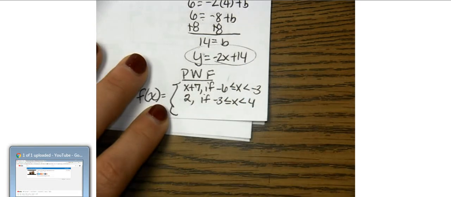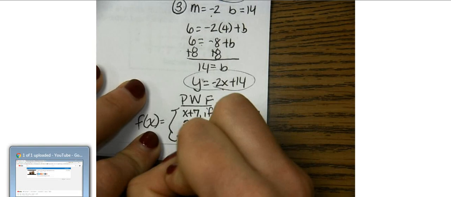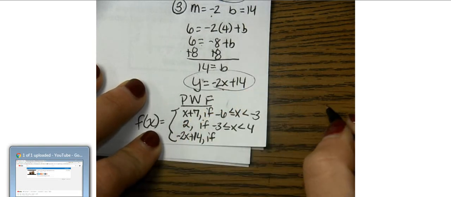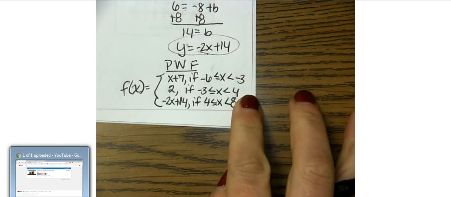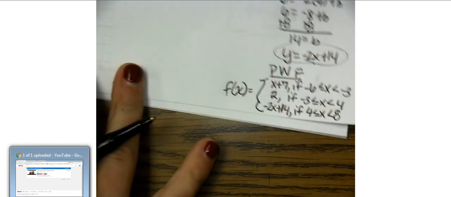And finally, my third piece, the equation is -2x plus 14, and that happens if my domain piece is 4 is less than or equal to x, which is less than 8. And there's your piecewise function. Now, please go ahead and try example number 4 on your own.